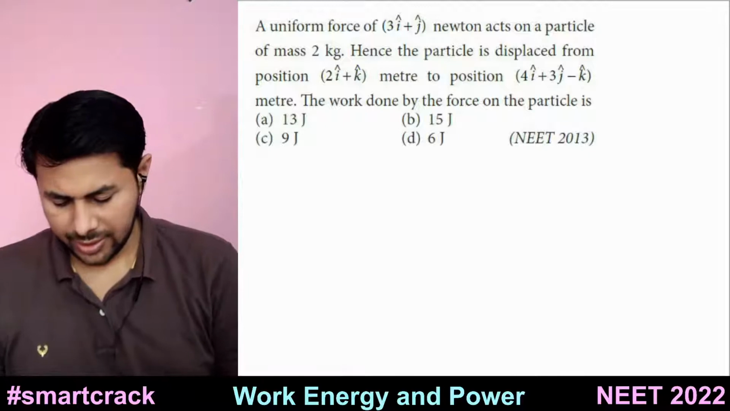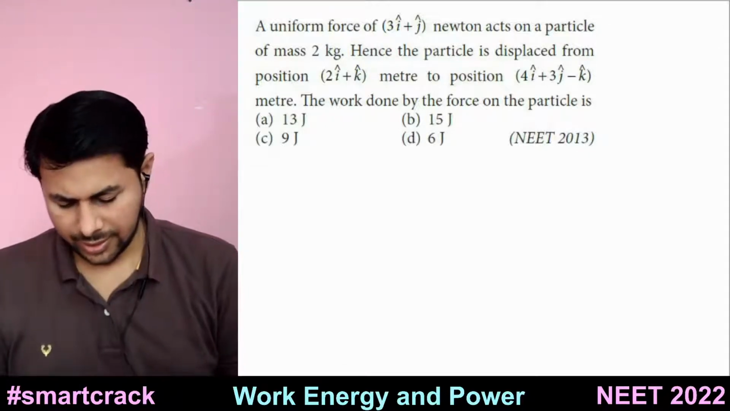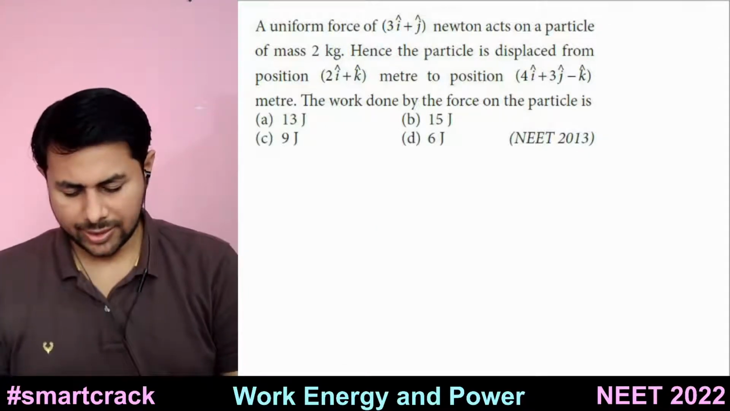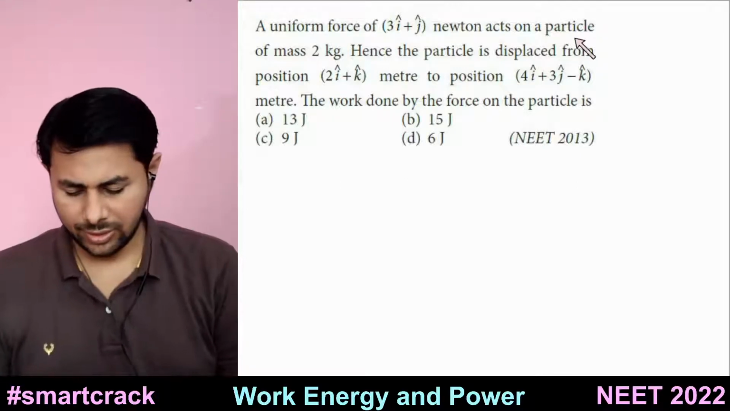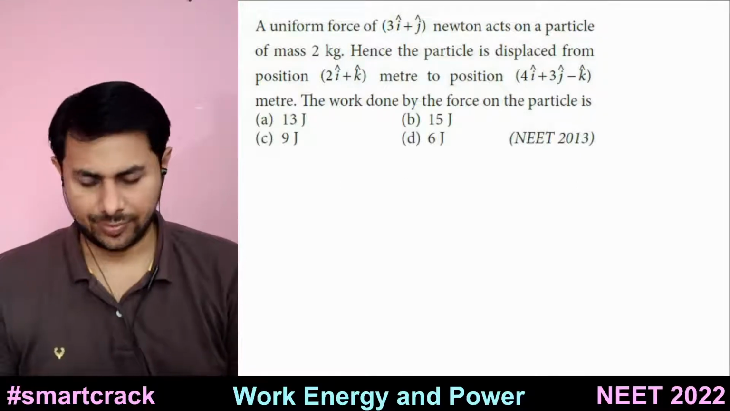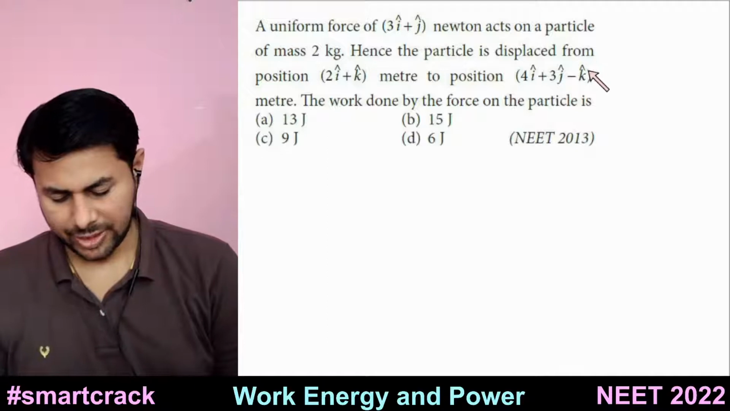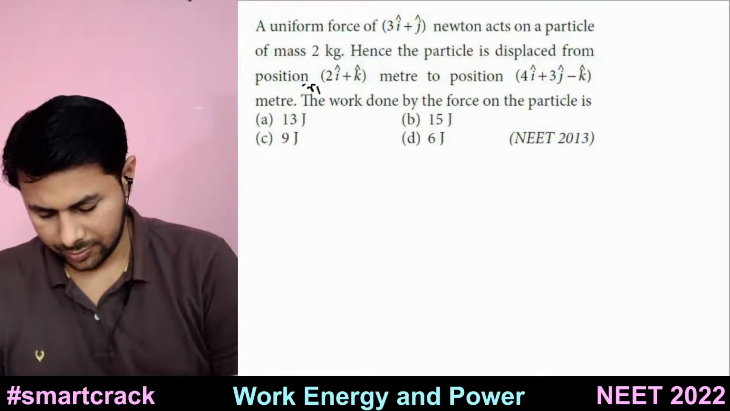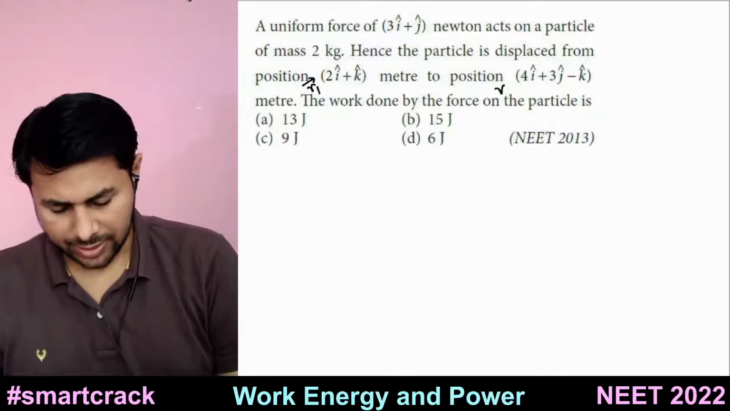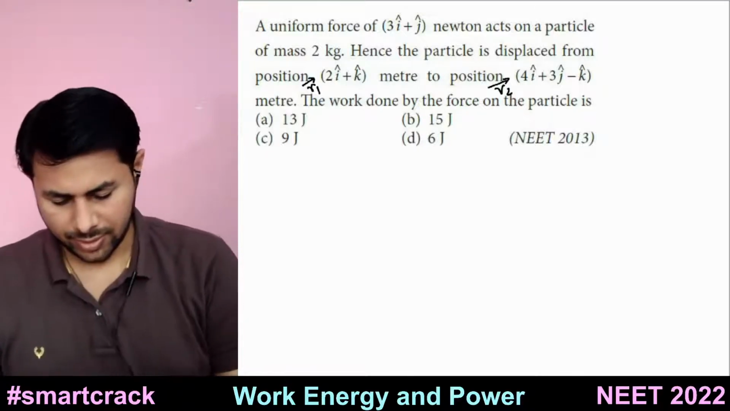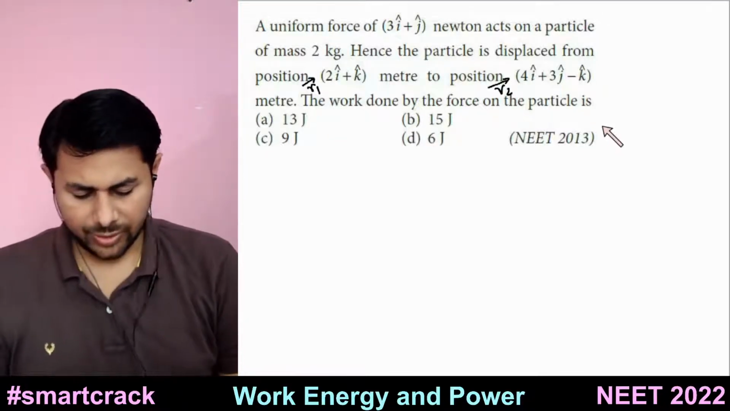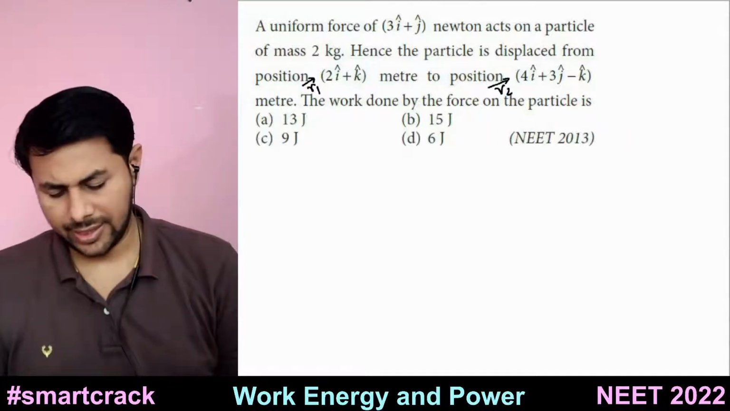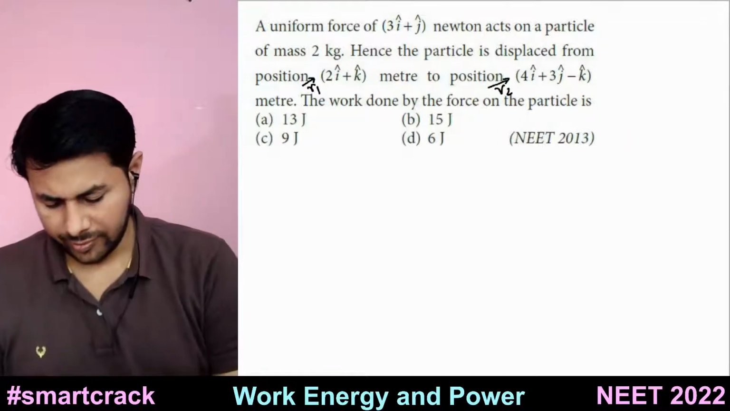Next one is a uniform force. I guess it's similar. 3i cap plus j cap Newton acts on a particle of mass 2 kg. Hence the particle is displaced from this position, let's call it R1, and to this position, let's call it R2. Okay, the work done by the force on the particle is exactly similar to the last problem. So what is work?